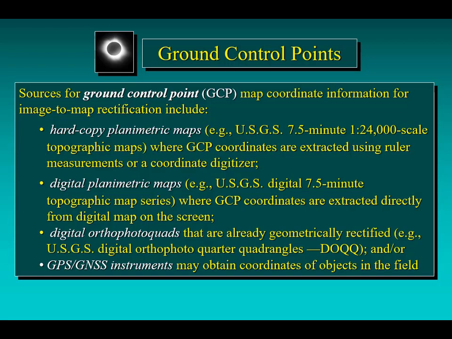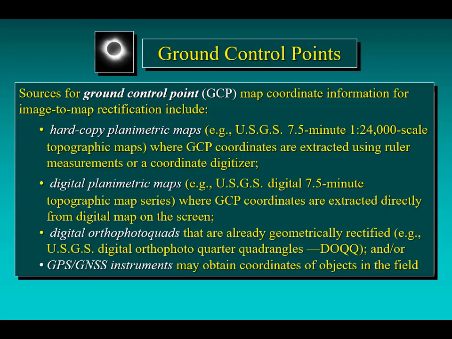We could also utilize digital planimetric maps. So a planimetric map that has been digitized, the U.S. Geological Survey 7.5 minute topographic map series, again, would be an example of that. So it's basically just a digitized and georeferenced version of the hard copy paper map that I mentioned above. These are sometimes referred to as DRGs, or digital raster graphics. And in this case, we have GCP map coordinates just being extracted directly from the digital map on the screen. So as you move your cursor on the screen, you can extract out the map coordinates. Again, assuming that it is a georeferenced map product.